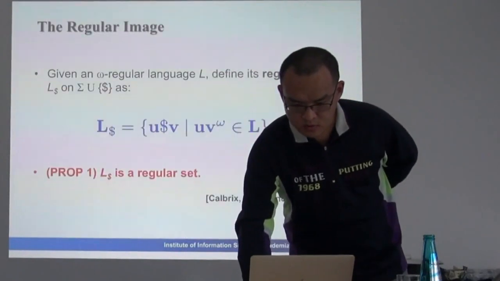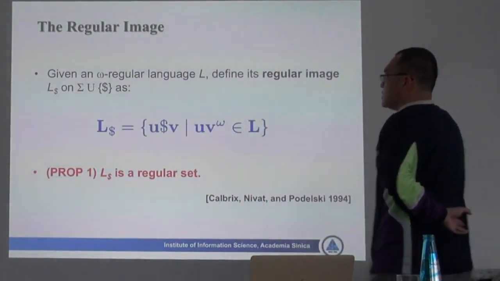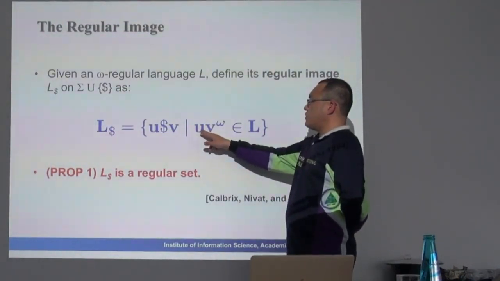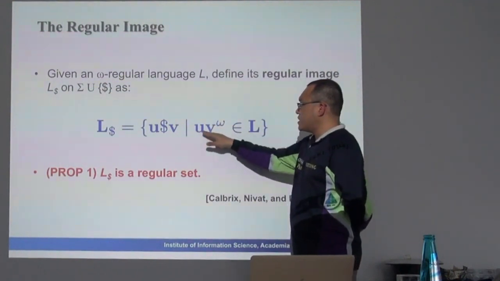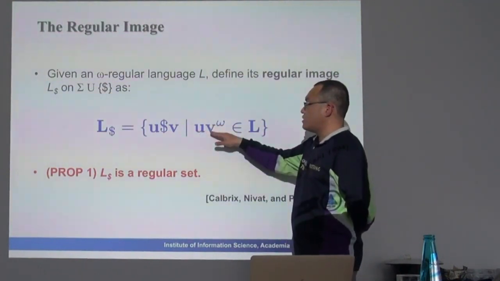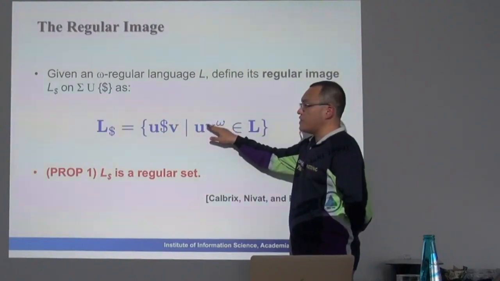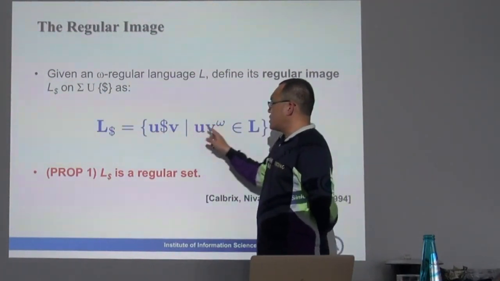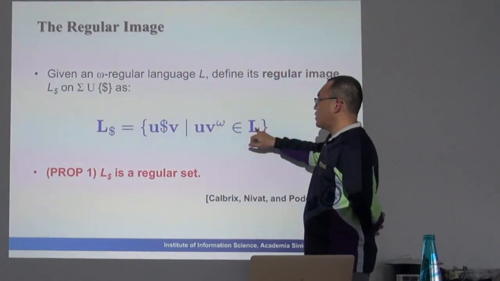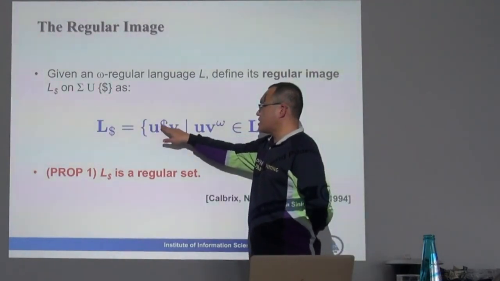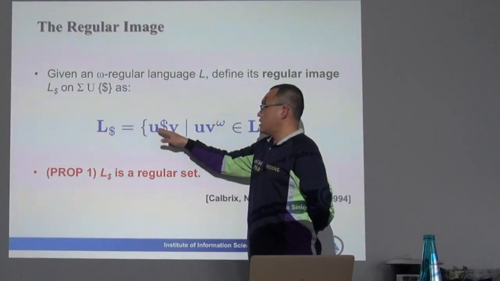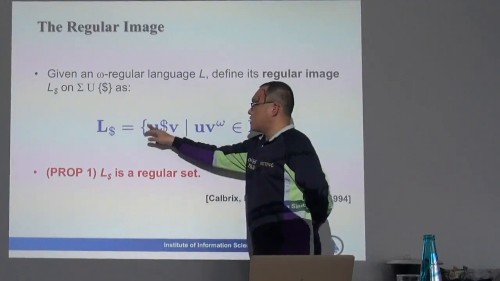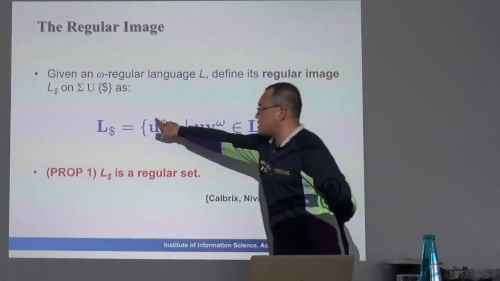So we actually use this result. Given a word in this form, U V omega, this means that we begin with the behavior U and then repeatedly do the behavior V. Given a word like this, if U V omega is in L, then I have U $ V in the set. The $ sign is a symbol that is not in the original alphabet. And there is a result that if I build this set, it's a regular set.